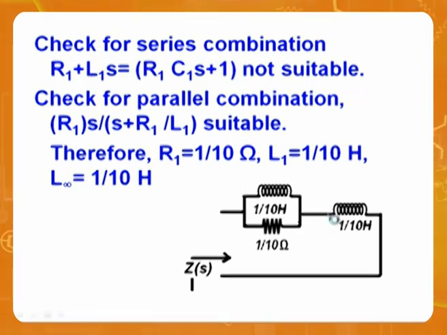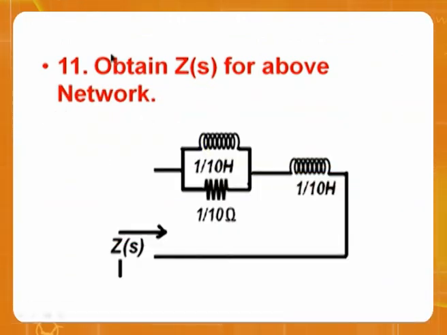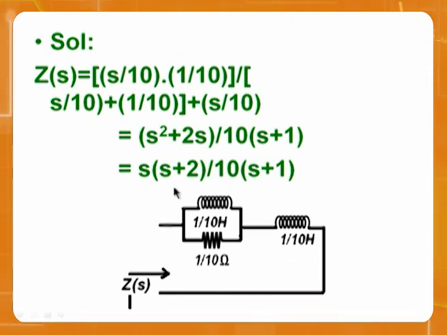Now as usual, I am going to take the circuit in the 11th problem. Obtain z of s for the above network. That means whatever network we achieve, we will get in the reverse order, and if the same z of s is coming, you are happy. Look at that. You really got the same thing. So you have to get the same answer that you had taken.